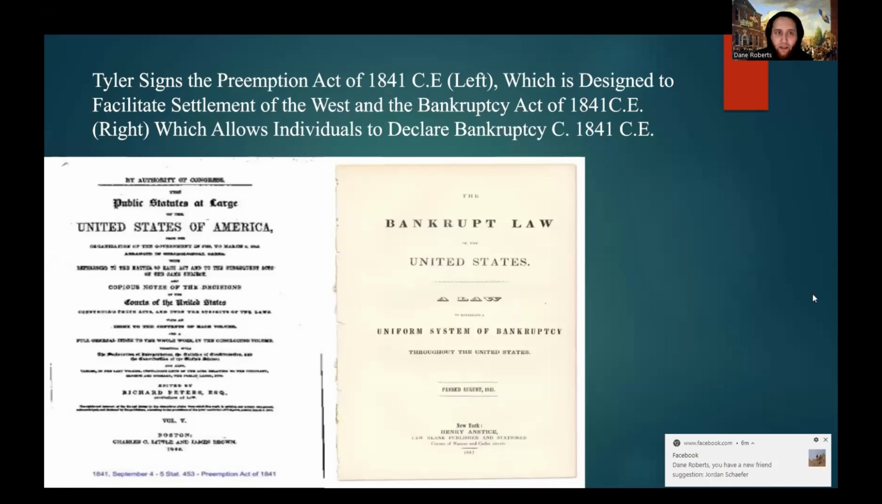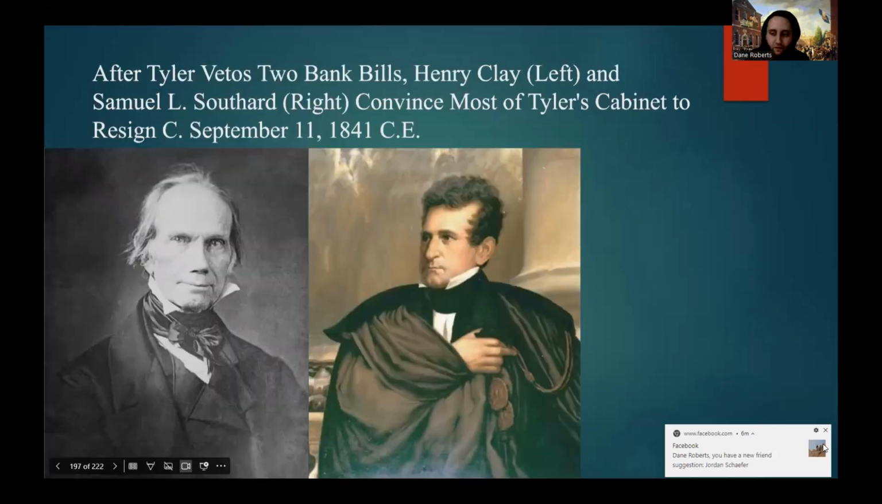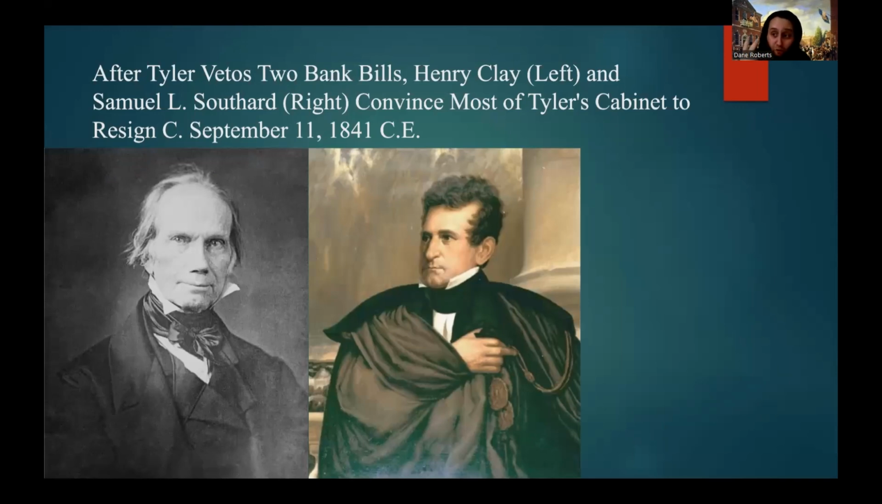Tyler would sign in 1841 CE the Preemption Act of 1841 CE, which was designed to facilitate settlement of the West, and the Bankruptcy Act of 1841 CE, which allowed individuals to declare bankruptcy. After Tyler would then go on to veto two bank bills, Henry Clay and Samuel L. Southard would convince most of Tyler's cabinet to resign on September 11th, 1841 CE.